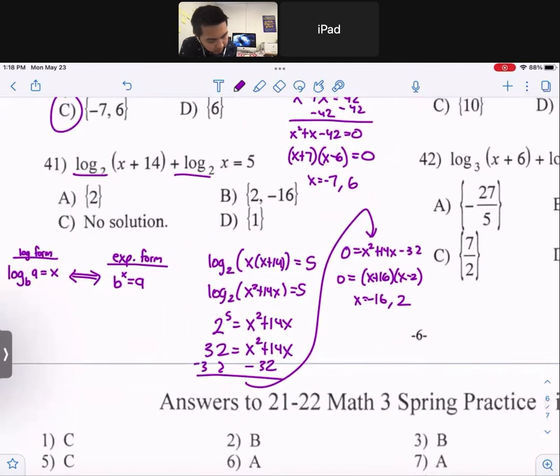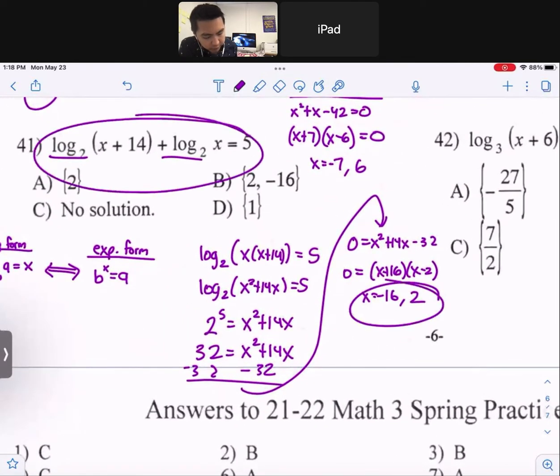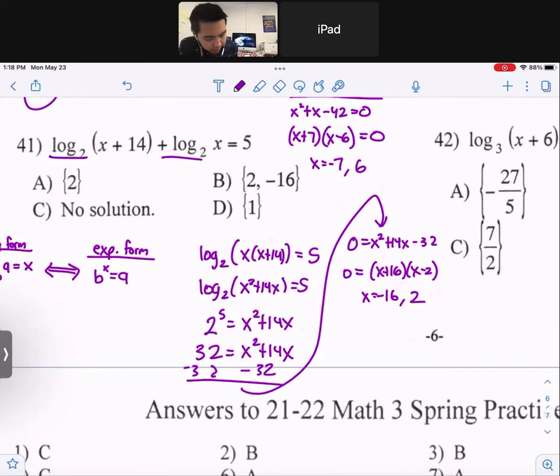But then you have to plug both of them into the original to make sure you don't get any extraneous solutions. If x is negative 16, it's going to give you a log of a negative number, so this one's not allowed. If you plug in 2 into here, it's perfectly fine. So your only answer is x equals 2.